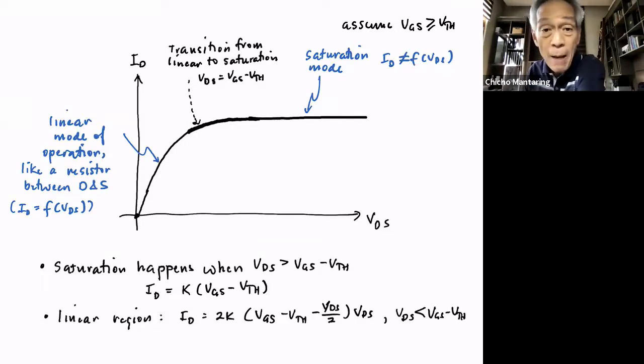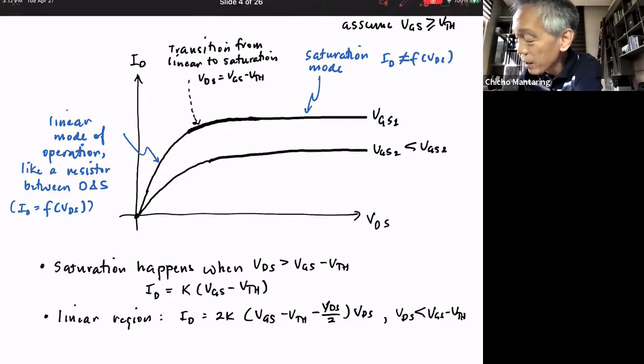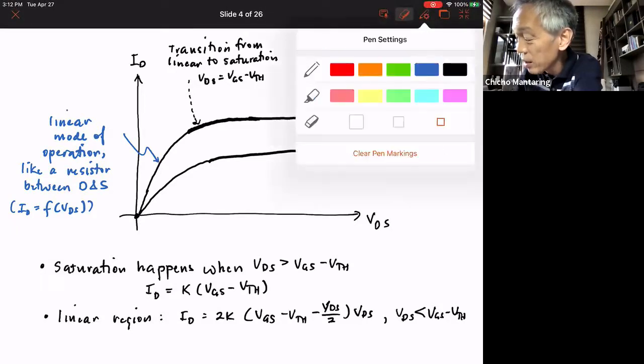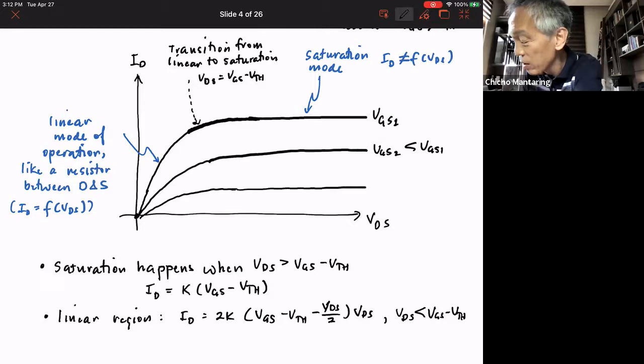Okay. Now what happens if I make my VGS smaller? So I'm showing a graph assuming that VGS is greater than VTH. What if I chose a smaller VGS? Well, my curve is just going to shift lower. So let's say this is VGS1. So this will be VGS2, where VGS2 is smaller than VGS1. This will be VGS3, which is less now than VGS2.